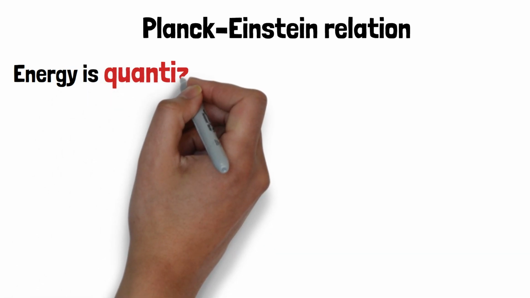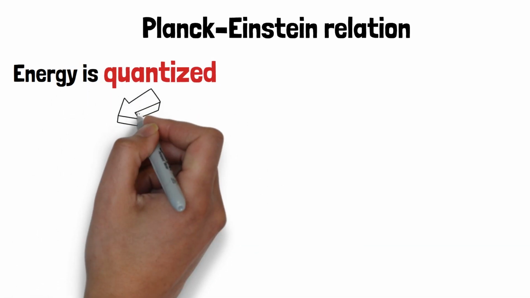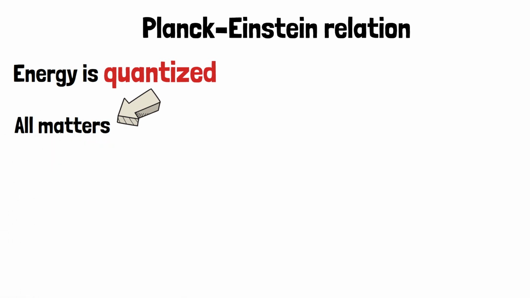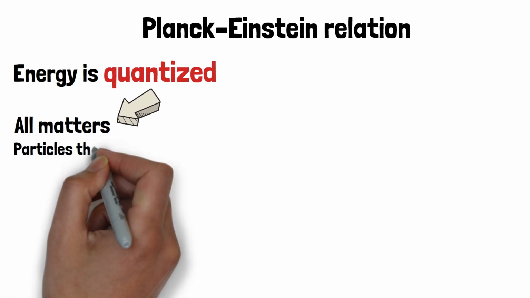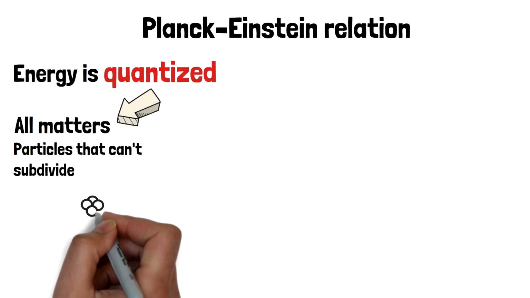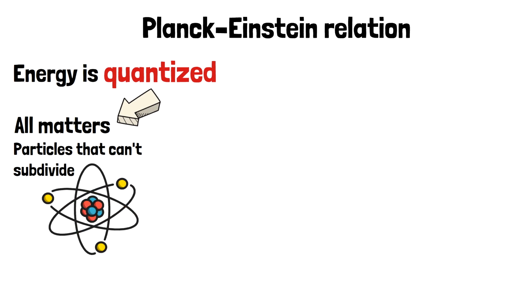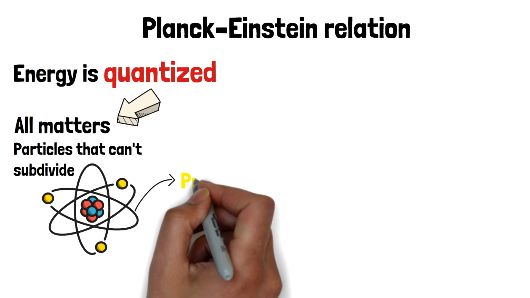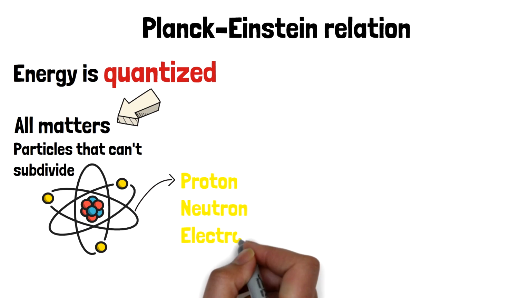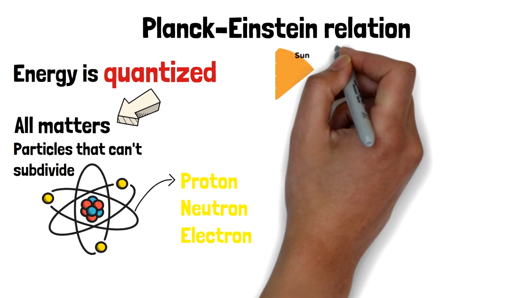relation. Now, this relation is built upon the fact that energy is being quantized. What does quantized mean? Well, basically all matter is quantized because it consists of particles that can't be subdivided. A particle can be broken down into a certain amount of protons, neutrons, or electrons.